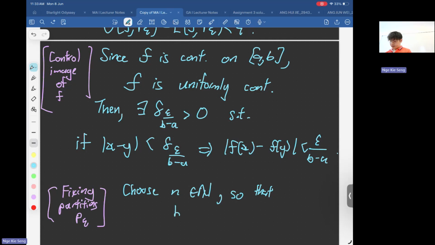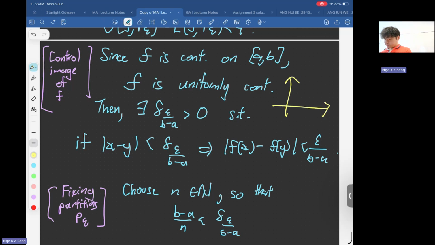Such that (b minus a) over n should be less than this delta of epsilon times (b minus a). Does this make sense? So I have a function. As long as x and y lie within delta of epsilon (b minus a), then I have this height here controlled by epsilon over (b minus a).